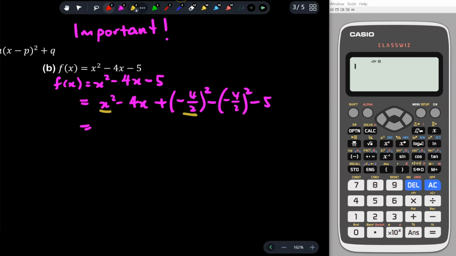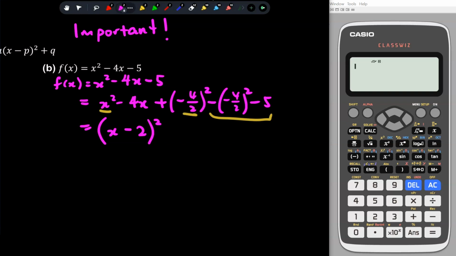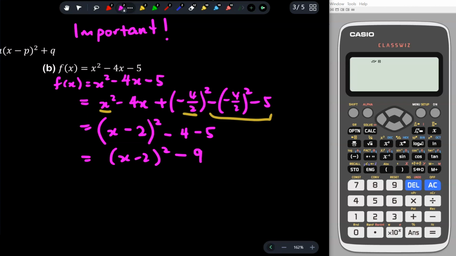Okay, so now we're going to take the first term and the third one. The first one is x, so you put it inside the round bracket. The third one is negative 2, so minus 2, and then close bracket, then square. And then we're going to calculate: negative 2 squared is 4, so negative 4 minus 5. So we get (x minus 2) whole squared, then minus 9.